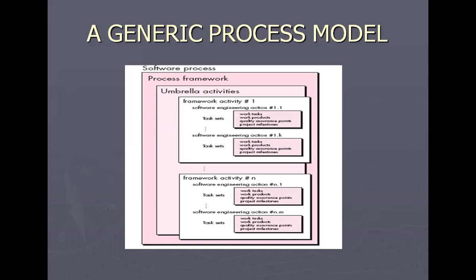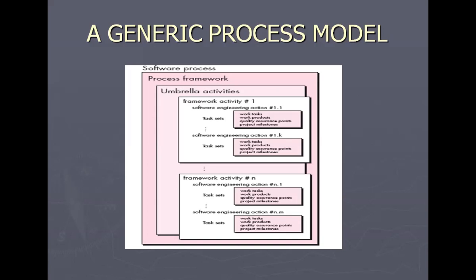Each software action is represented by a number of different task sets, each a collection of software engineering work tasks, related work products, quality assurance points and project milestones. The task set chosen is the one that best accommodates the needs of the project and the characteristics of the team. This implies that a software engineering action, for example design, can be adapted to the specific needs of the software project and the characteristics of the project team.